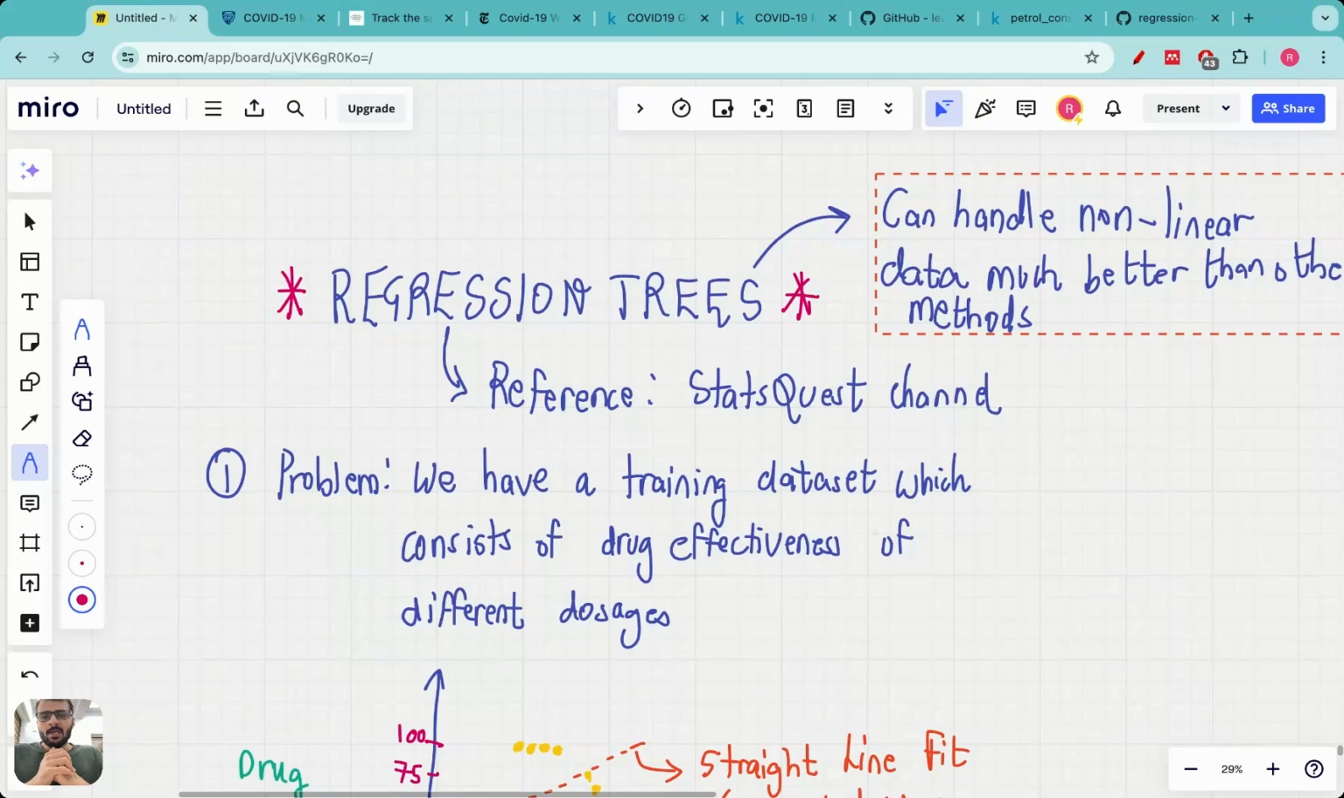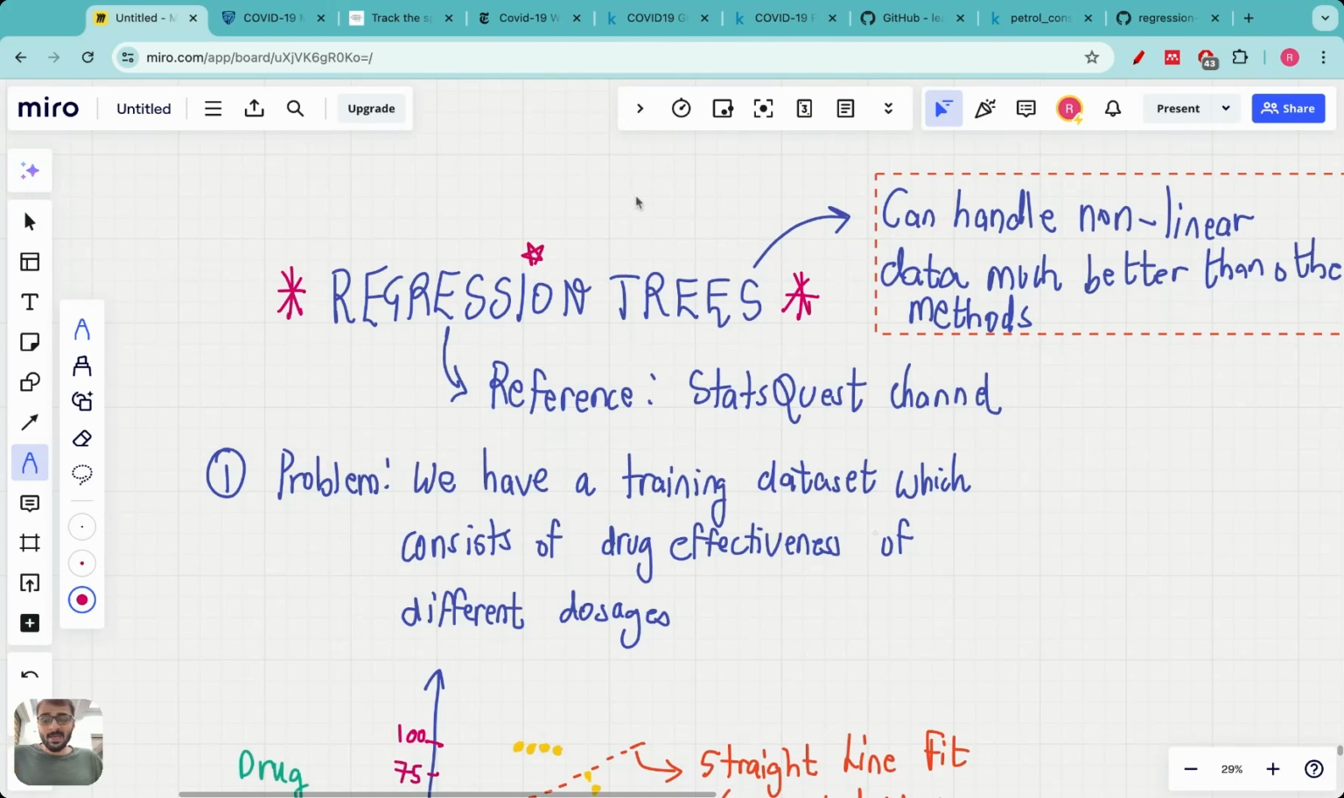Hello everyone. Welcome to this lecture in the Decision Trees from Scratch series. In the past 5 to 6 lectures, we have looked at classification trees and we have looked at building an entire classification tree from scratch and also coding it out in Python. Today, we are going to start a new topic which is regression trees.